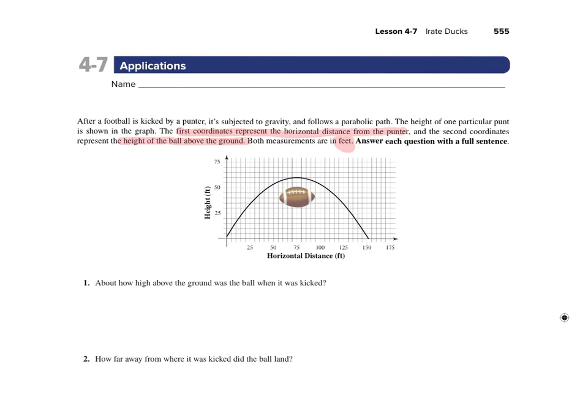So it says about how high above the ground was the ball when it was kicked. So let's see what each one of these grids looks like they stand for. So 5, 10, 15, 20, 25. So it looks like it's about 2.5 feet off the ground.